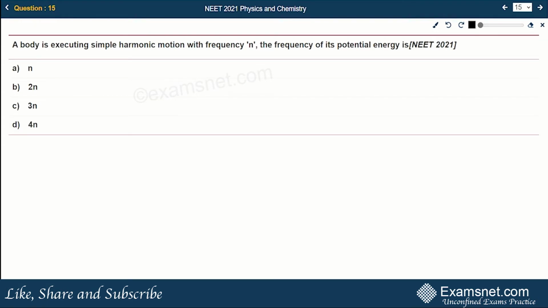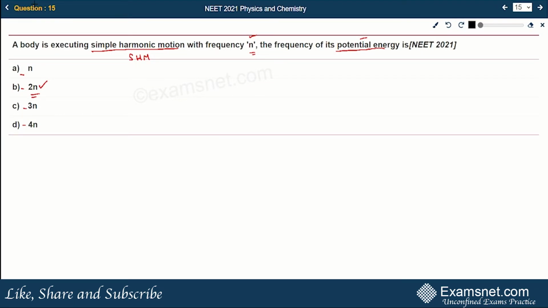Now question number 15 is from the chapter Oscillation, and the question says a body is executing simple harmonic motion, that is SHM, with frequency n, then the frequency of its potential energy is, options are n, 2n, 3n and 4n. So here you can simply remember that whenever the frequency of an SHM is n, then the frequency of its potential energy will become doubled. That means it will become 2n. Okay. But let's see how to solve this.